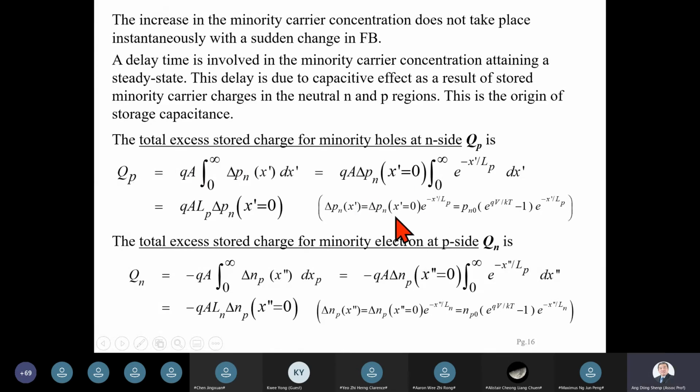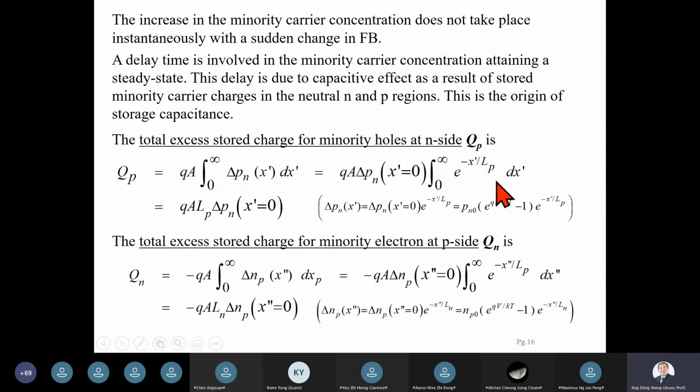This is a result of solving the continuity equation, if you remember. Then the delta Pn can be related to the voltage applied across the PN junction by this factor here. So you can put this expression inside this integral, noting that the only term that is x dependent is this exponential term here. The rest are constant terms, which you can pull out of the integral sign. Then it boils down to integrating just the exponential of minus x prime over LP.